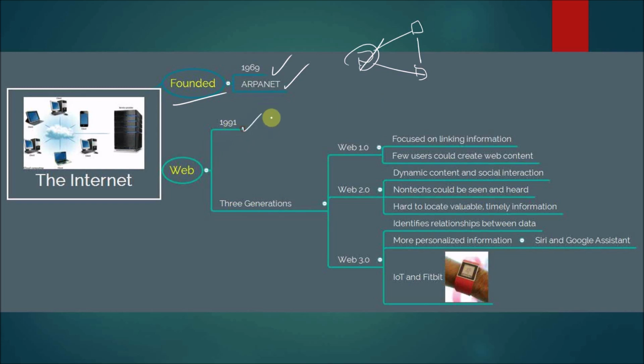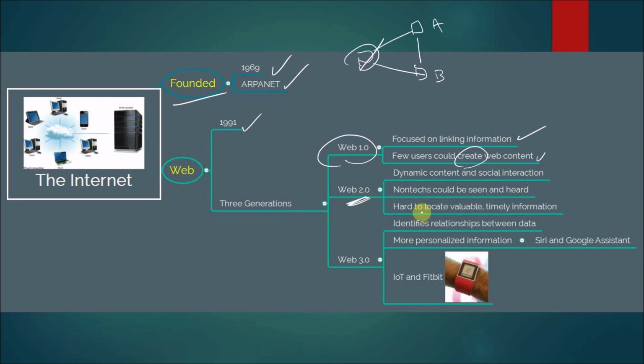Later on, in 1991, the web was introduced. At that time, the web was very elementary. We can say that we were at Web 1.0. Web 1.0 basically just focused on linking information from point to point. All right. Few users could actually create content on the web. Obviously, that's not how we know the web today.